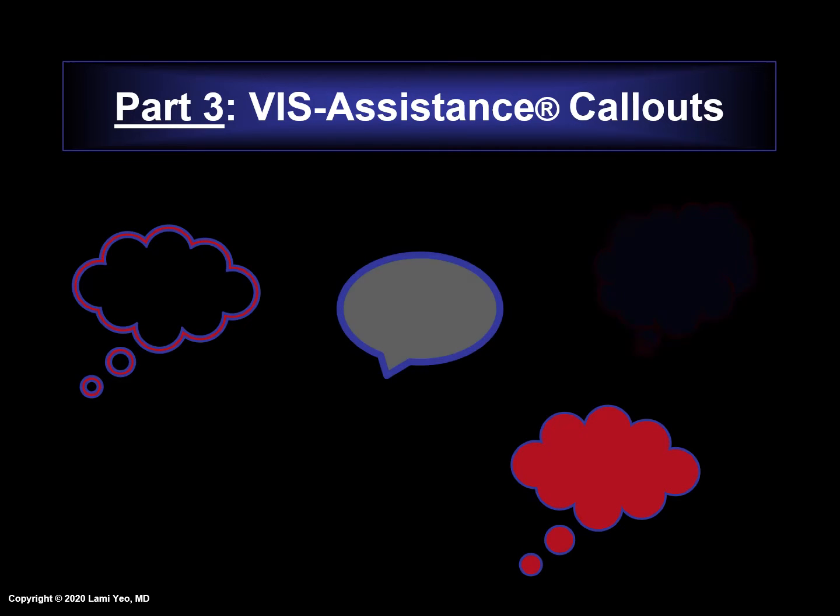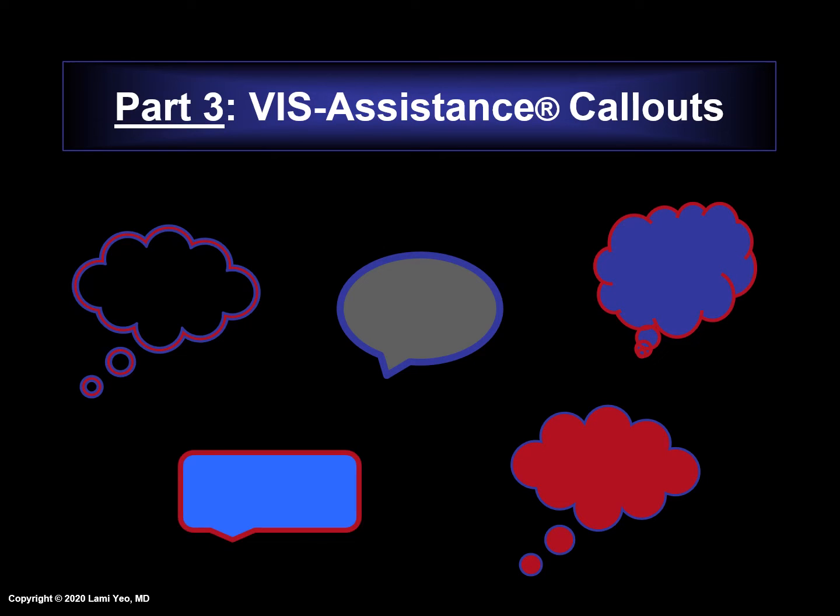In Part 1, we introduced VISA Assistance and its objectives, while in Part 2, the 7 benefits of VISA and when to use this tool were discussed. This is now Part 3. We will review the VISA Assistance video clip callouts, or text, that exist for each of the 9 cardiac views.